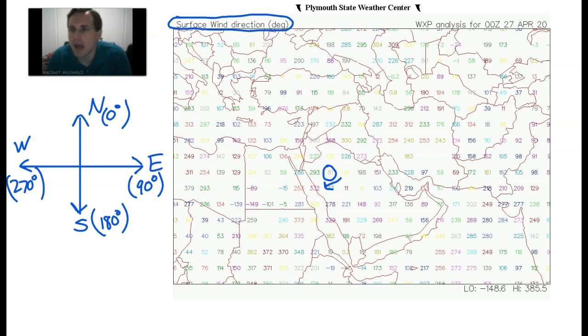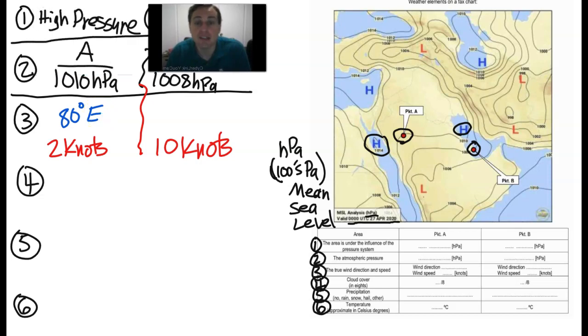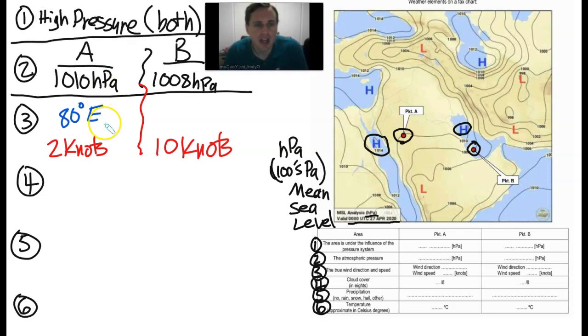Okay, so let's go back. And let's say this is about 80 degrees. So it's going to be east. It's definitely from the east, but it's going to be east-northeast. It's going to have just a slightly northerly component because it's going to be mostly from the east.